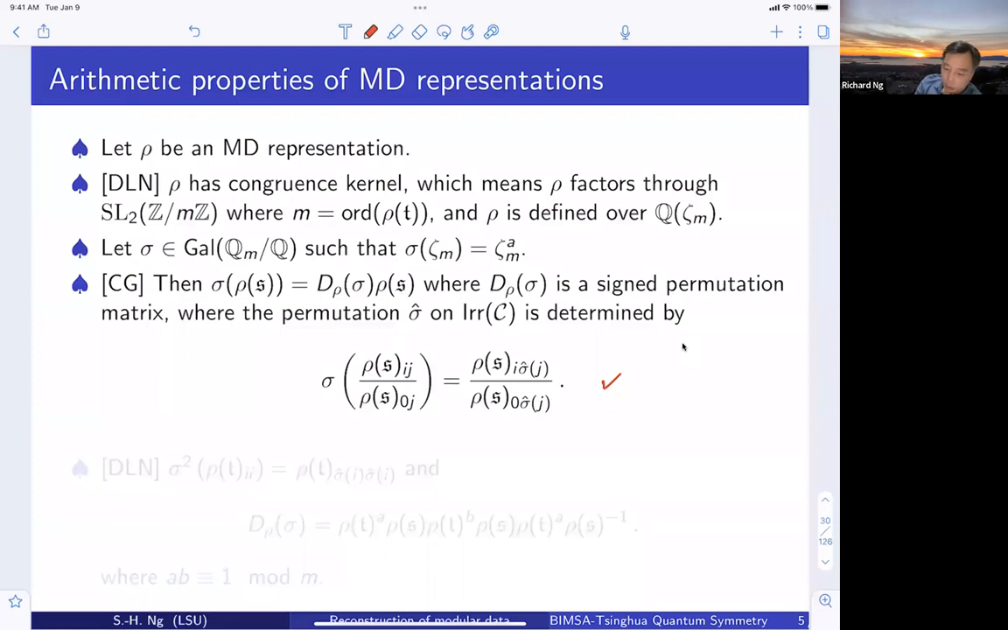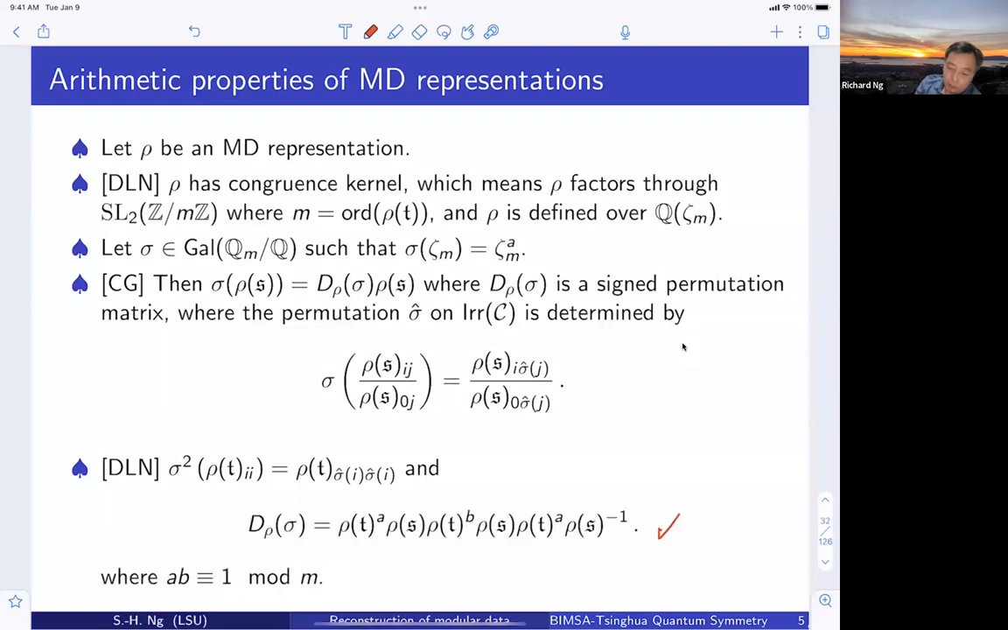But what was not known, in that paper and in fact for the next 20 years, was the image of T under sigma squared. In fact, they conjectured it. It's given by this formula. So this one plays a role in the implementation.